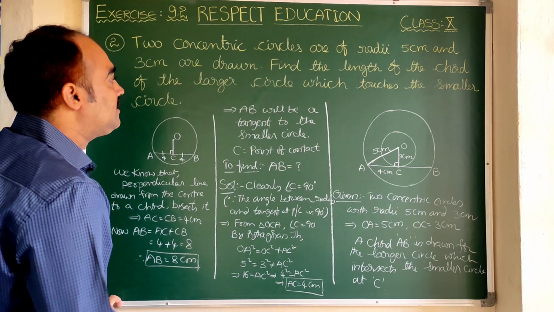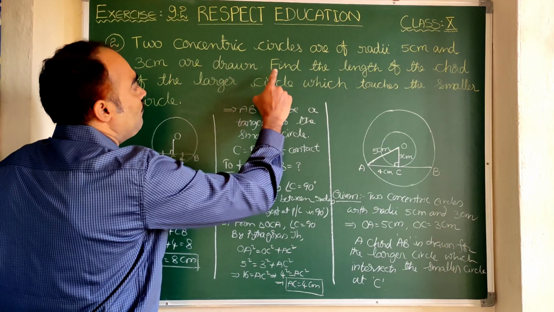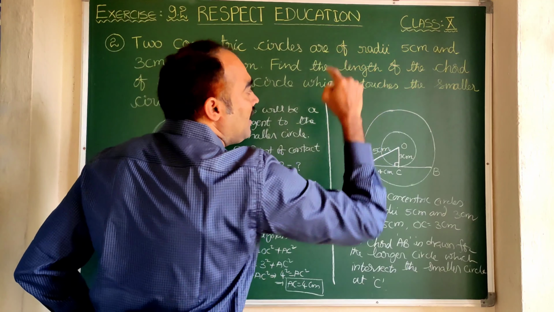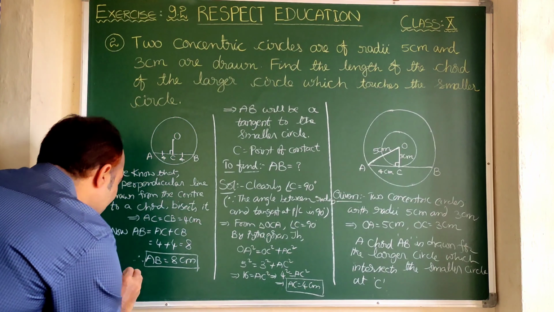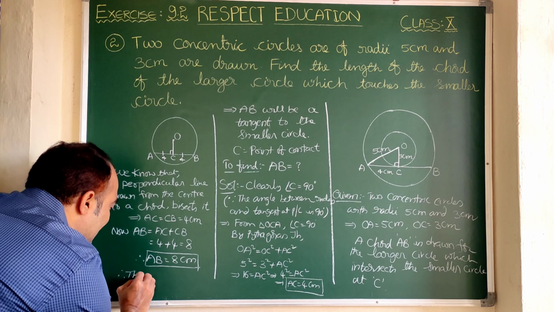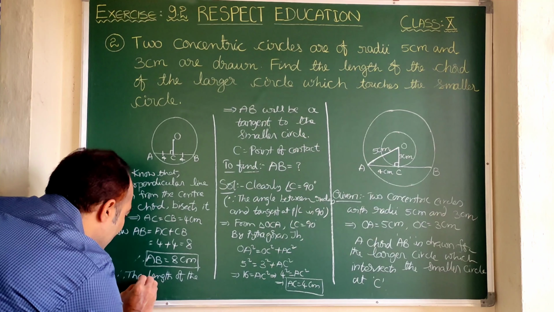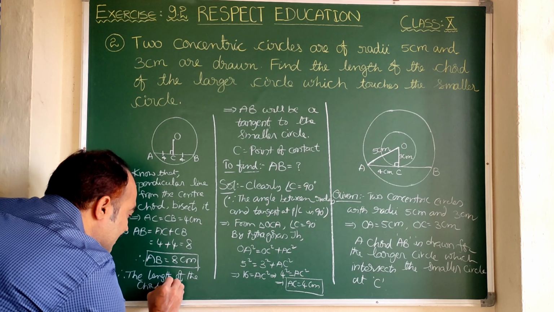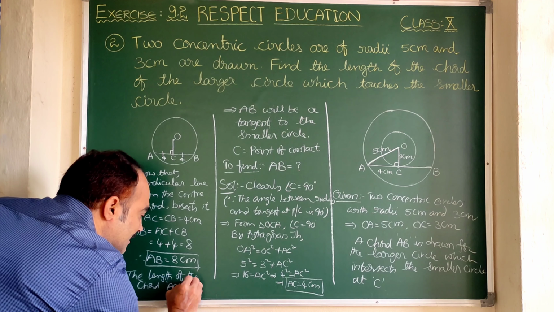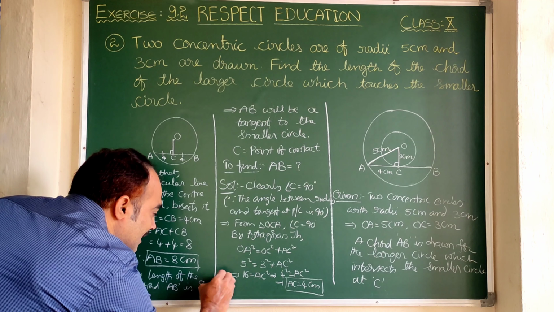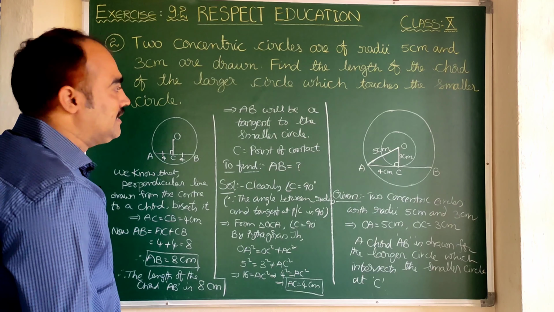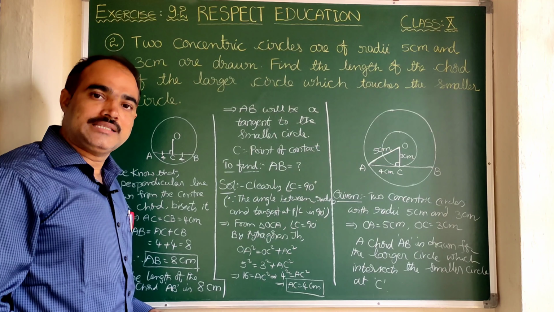Let us see the question once again. Here you see what to find: find the length of the chord. So you can write that therefore the length of the chord, that is AB, is 8 centimeter, which is the final answer. With this, problem 2 gets completed.